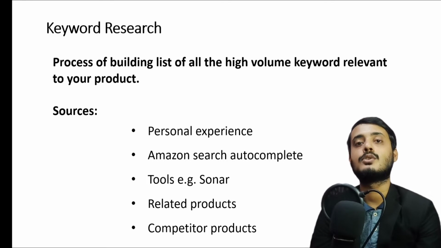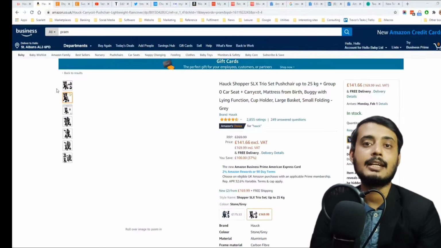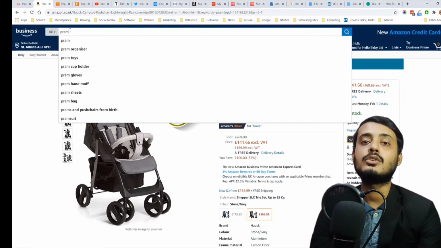Another option is to look at the Amazon search autocomplete. These are the search options that Amazon produces. When you start to type a keyword for search, it will start to suggest other options, and you can use those options to inspire your keyword research.